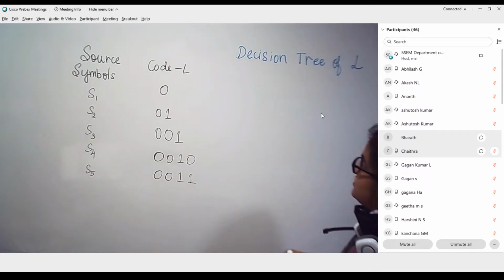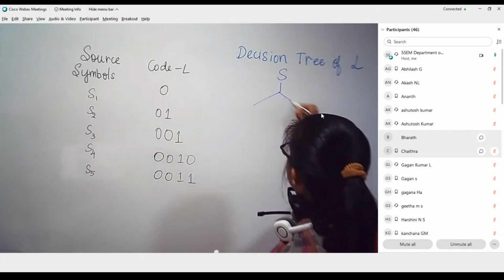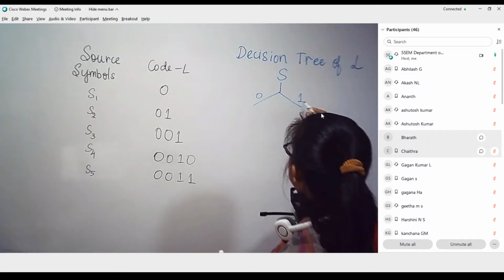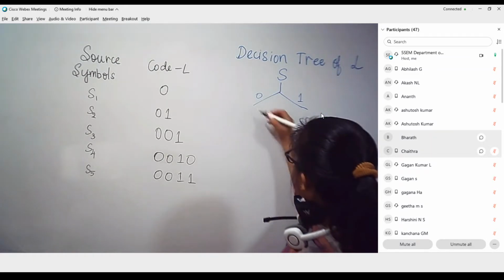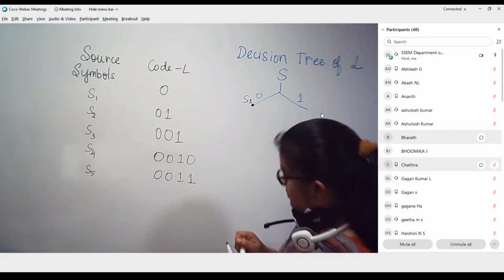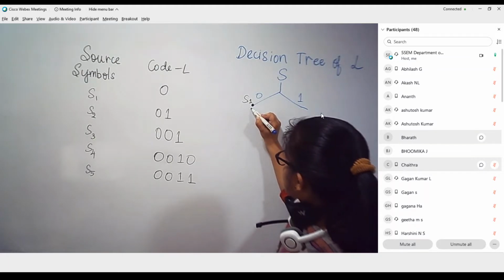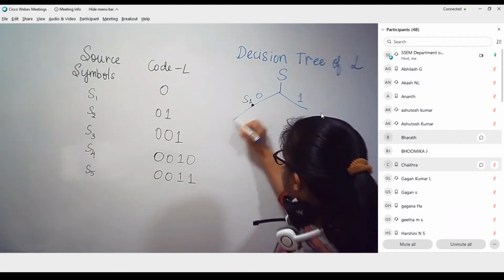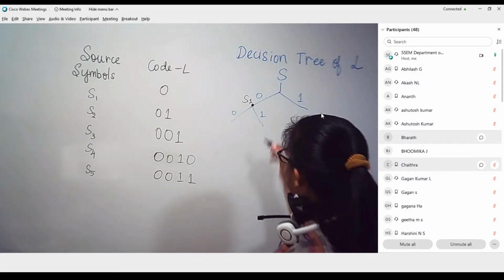Starting from the source, I am going to split into two parts, that is 0 and a 1. As soon as I get a 0, it is symbol S1 here. Then from 0 I need to split into 0 and a 1 again. At the end of 0, 1, I have symbol S2.